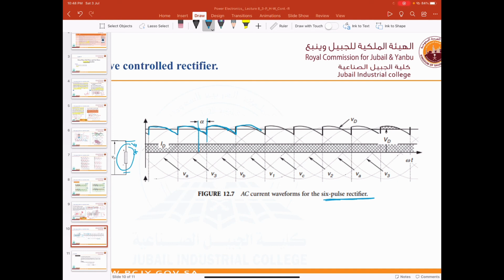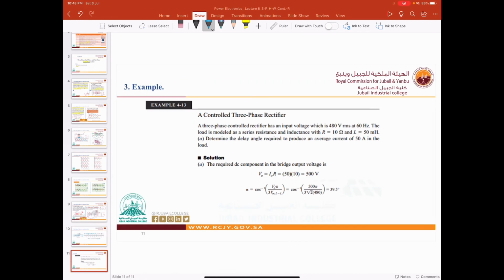Now we can complete the cycle, guys. This is the fourth one, the fifth one, and this is 30 degrees here, 360 here. We should have 360 degrees, and this is the rest of the waveform. Now let's go for the example.